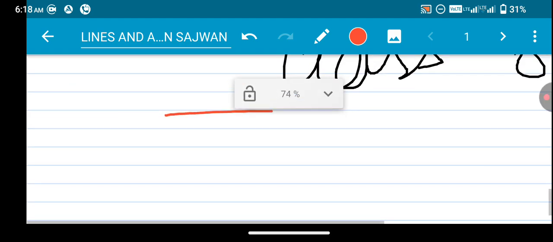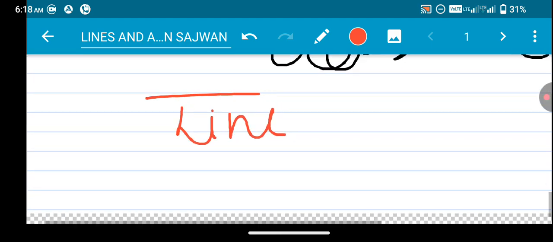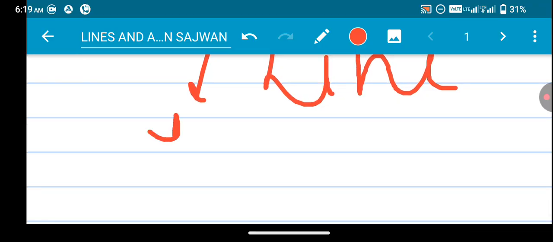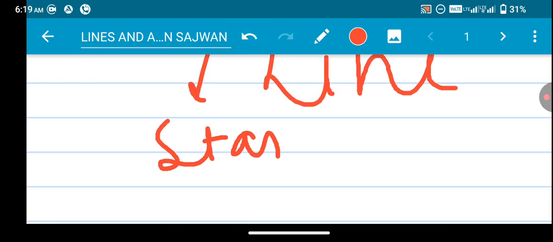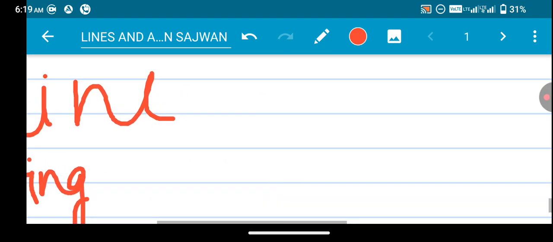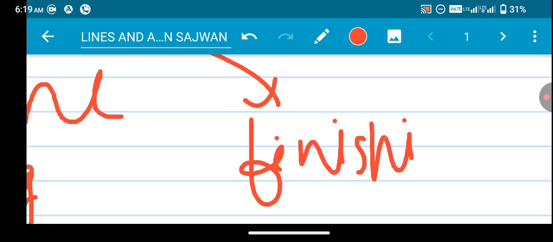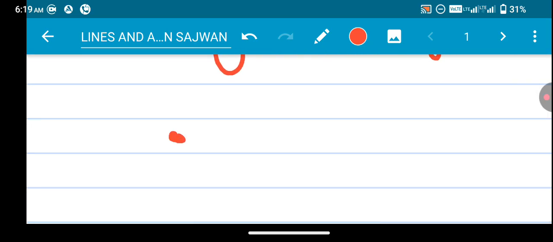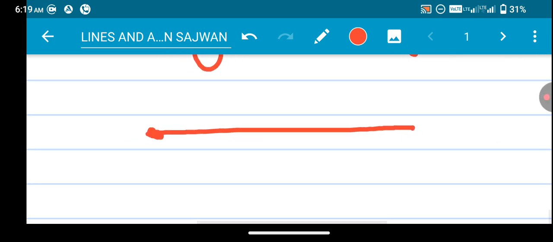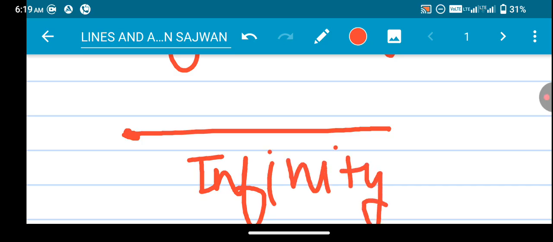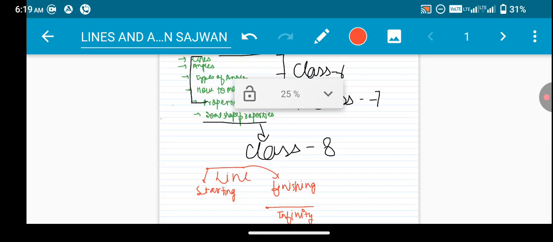Line. This is a line. This has a starting point and a finishing point. If it starts from here and there is no end, it means the line will never end. It's for infinity. So this is a line.